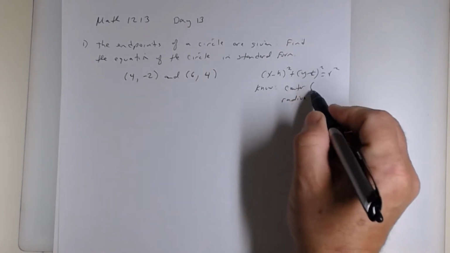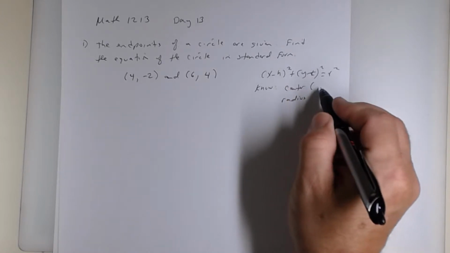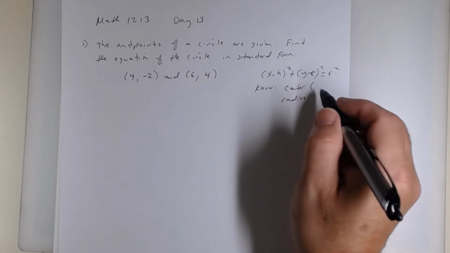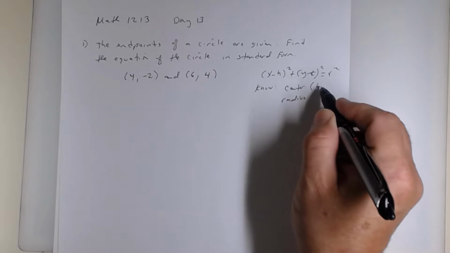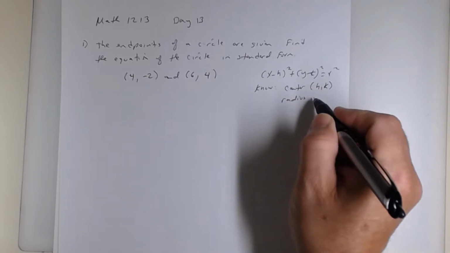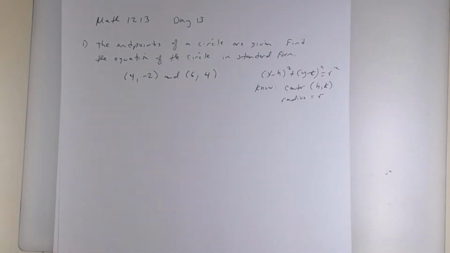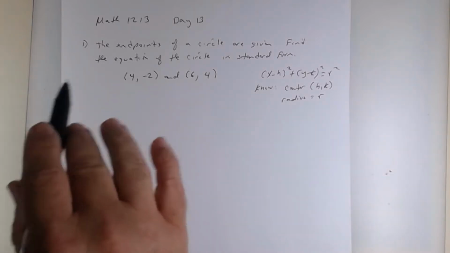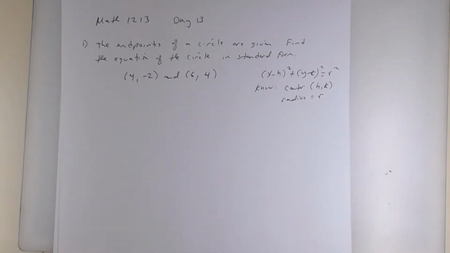What's the center here that I'm pointing to? What letters represent the center? h, k. And what letter represents the radius? r. Okay. So, in this problem, do I know any of those? No, you don't. You don't know any of those. All right. Now, before you guess as to what you do here, let's look at what the circle looks like.